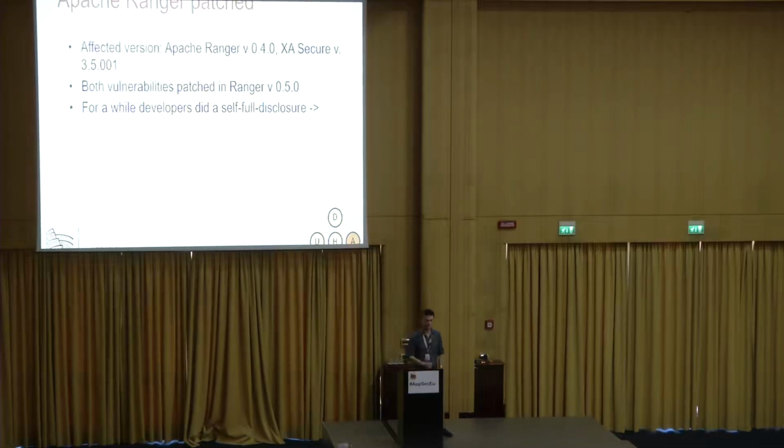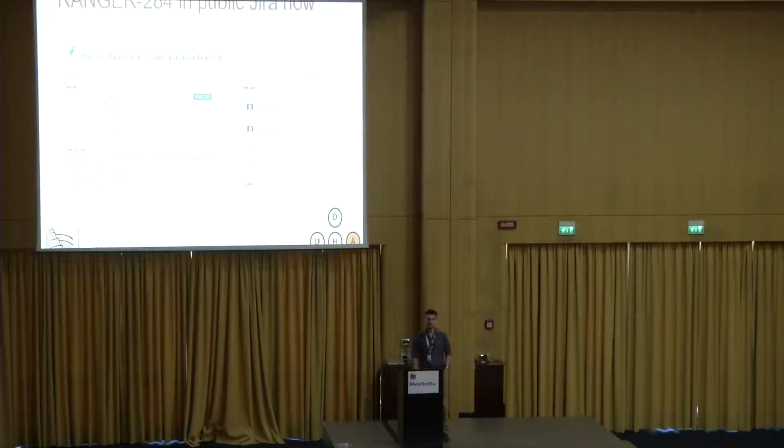Okay, Apache Ranger was patched. So we responsibly disclosed the vulnerability to the vendor. We did it responsibly, but for a while, they did a full disclosure. How? They just put the vulnerability content on a public Jira. So if anybody would Google for XSS or function level access control in Ranger, the first result would probably be the public Jira with these vulnerabilities. After we contacted them, they deleted it, but it's still in some mailing list archives.